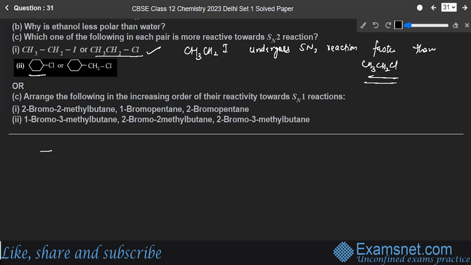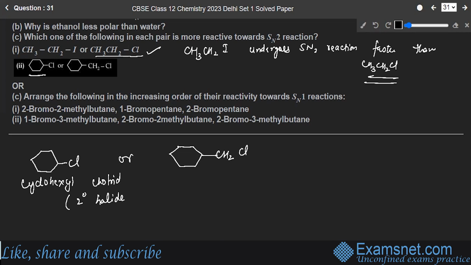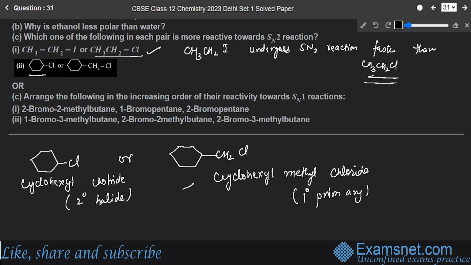And for the second one, let's write it over here. Here is cyclohexyl chloride, or cyclohexylmethyl chloride, CH2Cl. The first is cyclohexyl chloride, a secondary halide. And the second compound is cyclohexyl methyl chloride. This is a primary halide. Therefore, this undergoes faster SN2 reaction in comparison to the secondary halide. Hope you got that. So we are done with the first part of the question. Hope you are clear with this one.